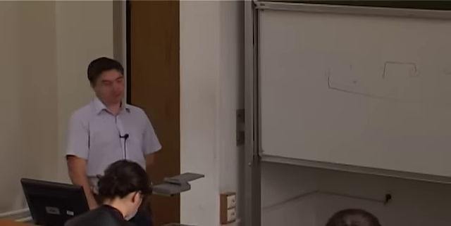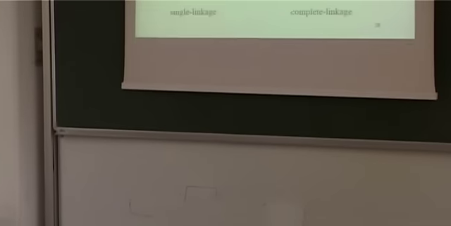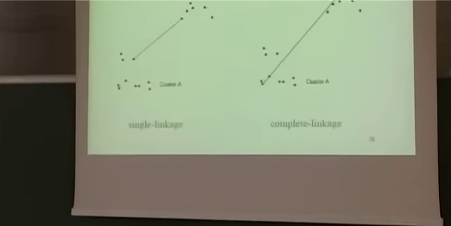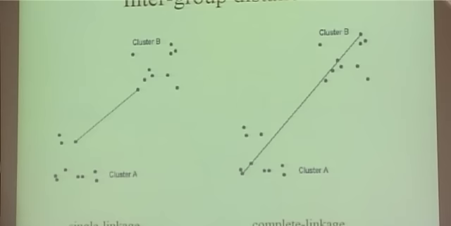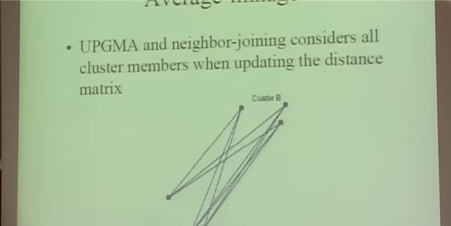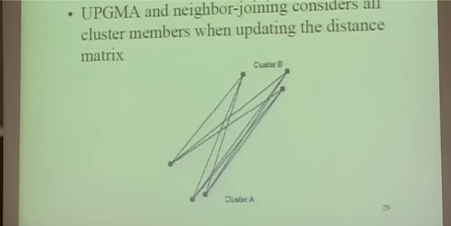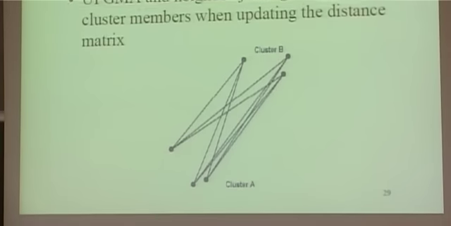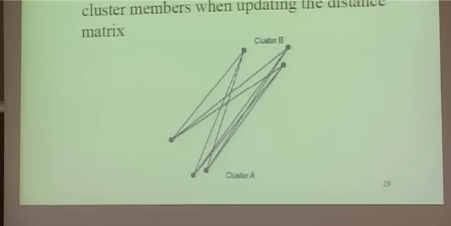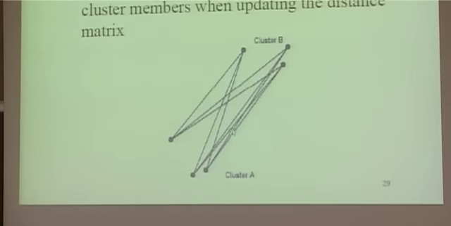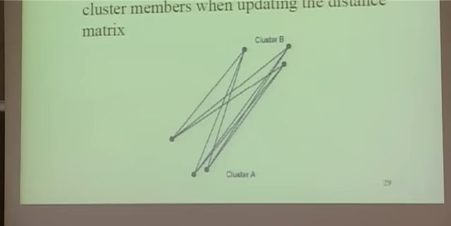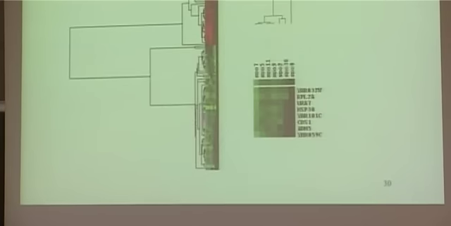And so here, this picture shows the difference between single linkage and complete linkage clustering, similar to the figure I drew here. And in average linkage, the UPGMA and neighbor joining algorithms, these algorithms consider all cluster members when updating the distance matrix. So we look at all pairwise distances between all members and take the average, and hence the name average linkage.